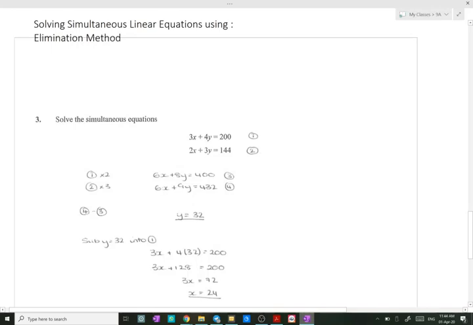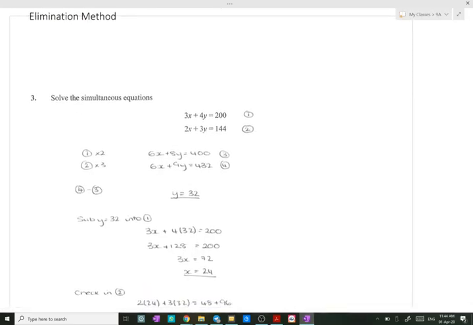Here is another example on how to solve simultaneous linear equations using elimination method. In this example, we have 3x and 2x, and we have 4y and 3y.